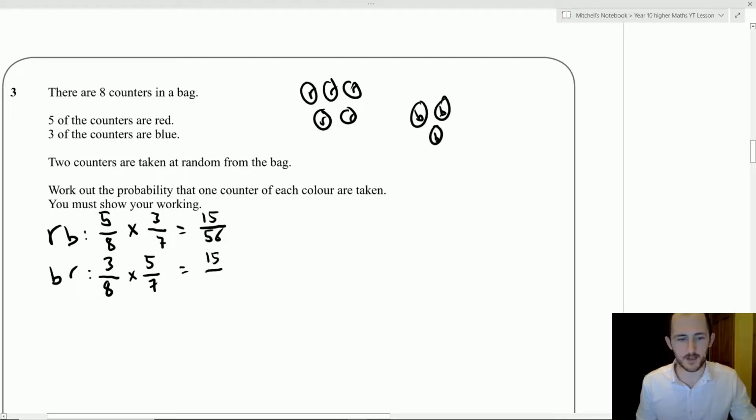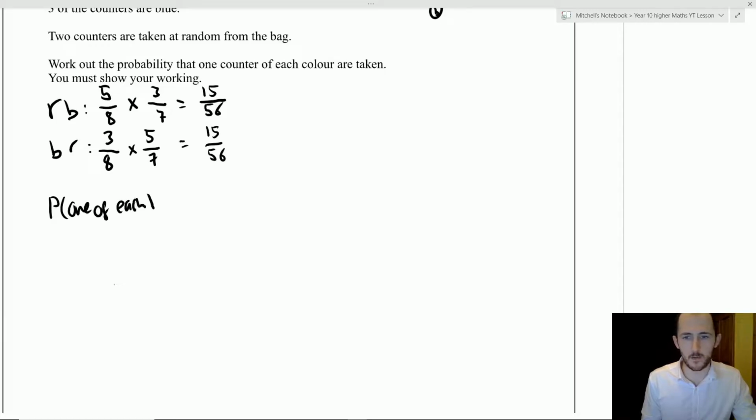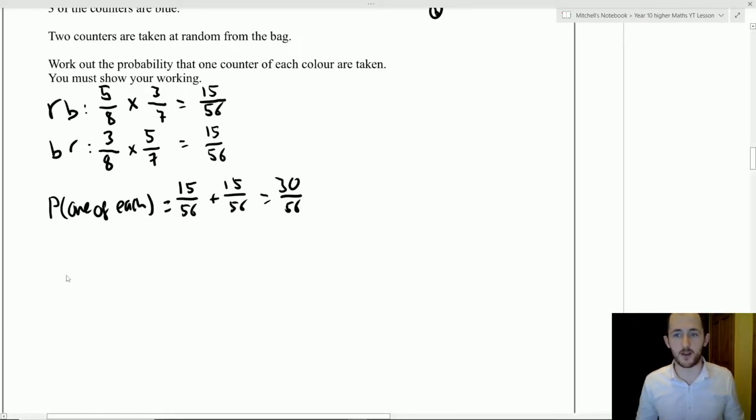You might notice it's actually the exact same probability, but once again, one of each colour. Either one of those methods works, right? So we're going to take the red-blue probability and add it to the blue-red, because it's either or. It doesn't matter. And that is a 4-mark question done in 3 lines.